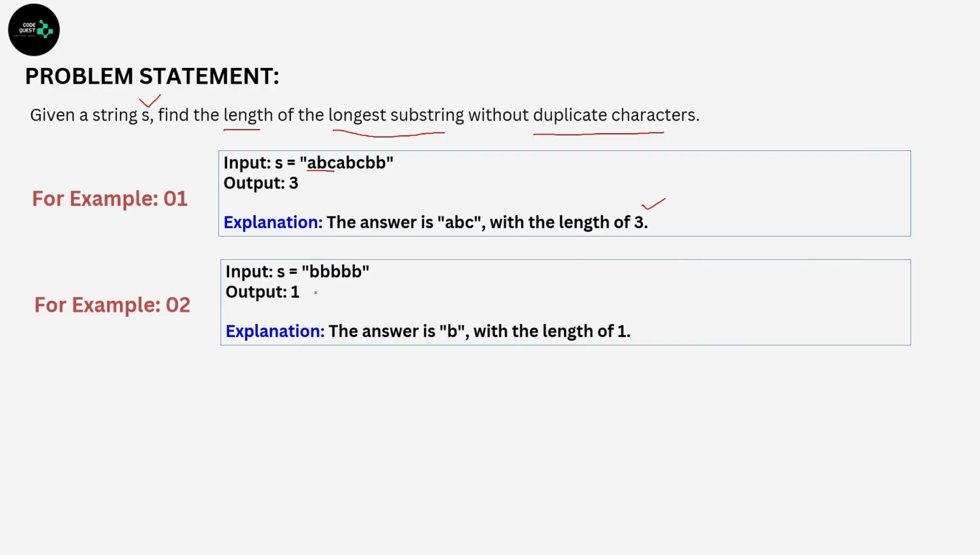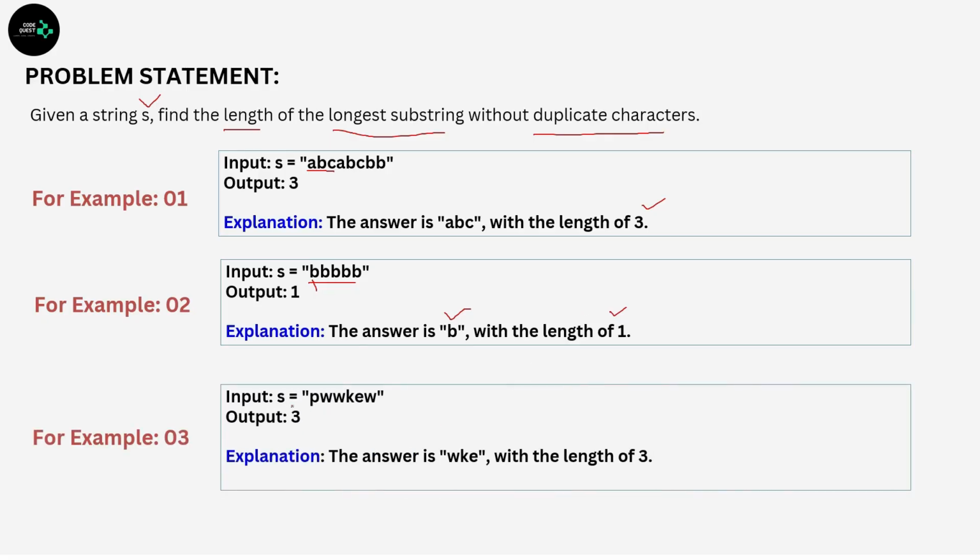Similarly, if I take this string where all characters are B, the longest substring can be only one character, that is B, whose length is 1. Likewise, if I'm taking another string like P, W, W, K, E, W, the longest substring without any duplicate is W, K, E, whose length is 3.